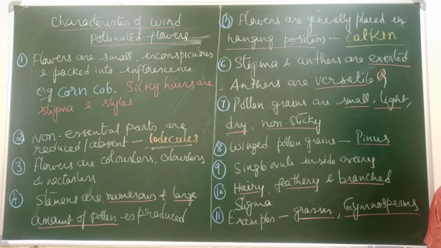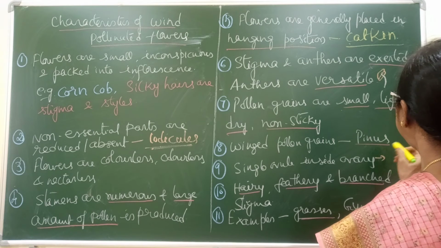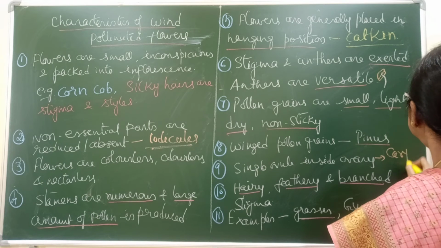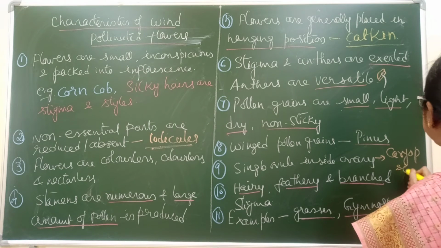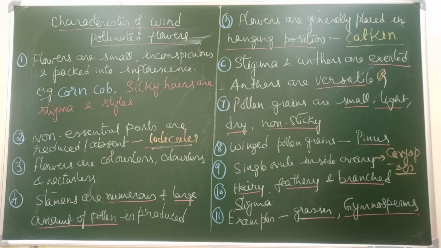Then a single ovule is present inside the ovary. This is another characteristic feature. So these are all single seeded fruits. Mostly what is the type of fruit here? The type of fruit we can say is caryopsis. Caryopsis is the type of fruit which has only one seed, mostly found in these members.